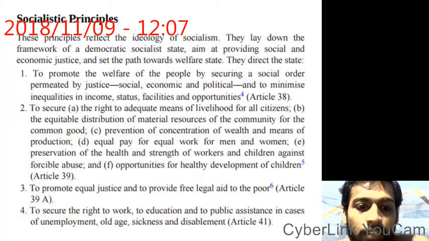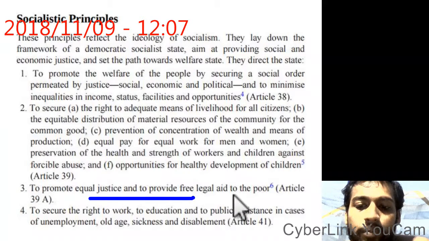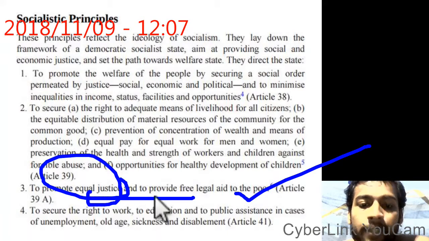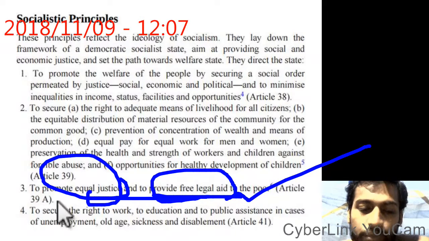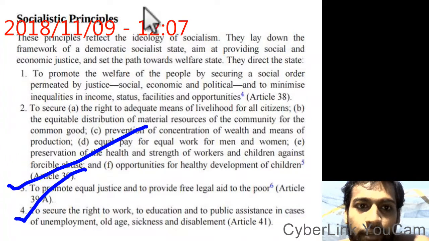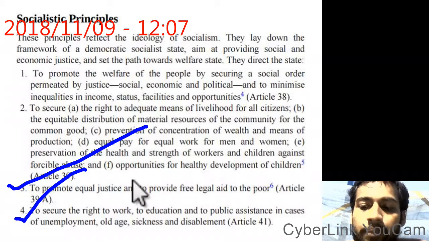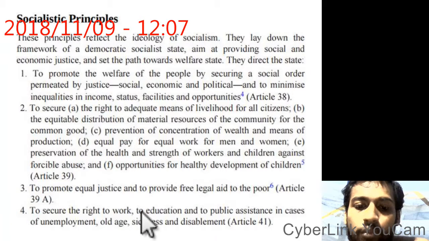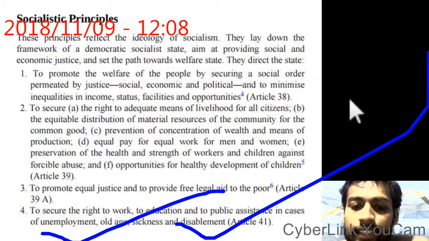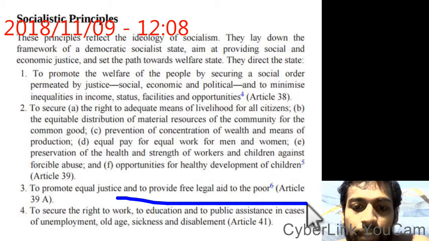Please remember, Article 39A also tells us to promote equal justice and to provide free legal aid to the poor. It is very important. And Article 41 is important, it comes under the socialistic principles. Socialistic means society-oriented principles. Article 41: to secure the right to work, right to education and public assistance in case of unemployment, old age, sickness and disablement. And Article 39A, to promote equal justice and provide free legal aid to the poor.